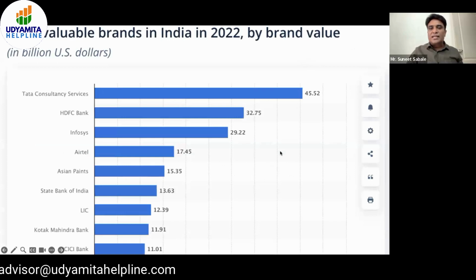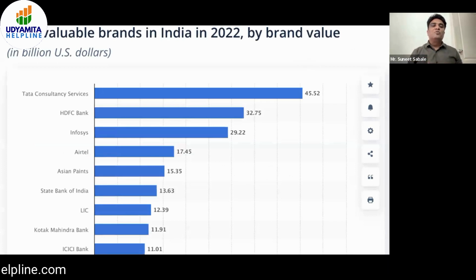Just to give you an understanding of the valuation of a brand: if you want to buy the Tata Consultancy Services brand, TCS, it is $45 billion in value. HDFC $32 billion, then Infosys, Airtel, Asian Paints $15 billion, State Bank of India, and this list goes on. This is the valuation of the brand, not their services. If they want, they can sell TCS only at $45 billion and still continue to do whatever they are doing.